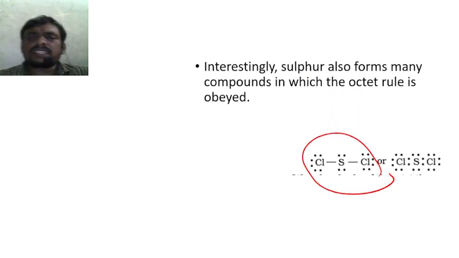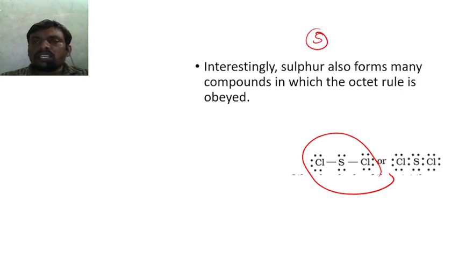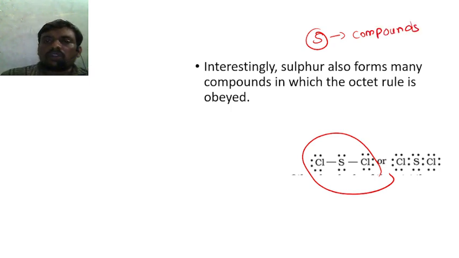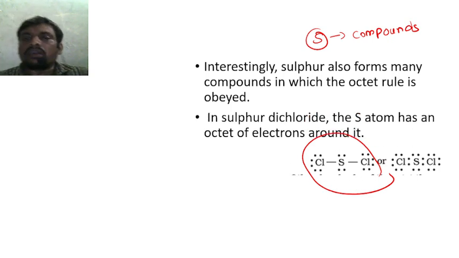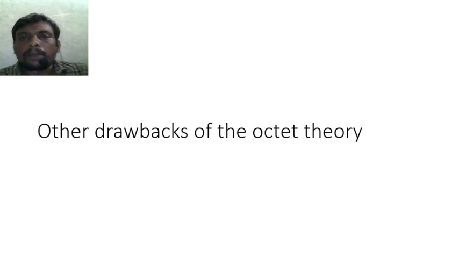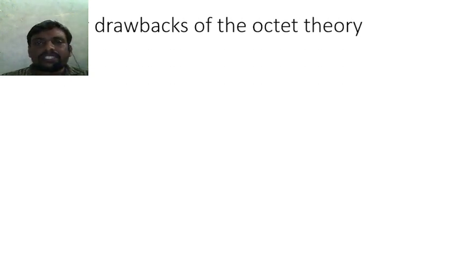Interestingly, sulfur also forms many compounds in which the octet rule is obeyed. Sulfur is able to form different types of compounds in which the octet rule is generally applied. In sulfur dichloride, the sulfur atom has an octet of electrons. Now apart from that, there are other drawbacks of the octet theory.